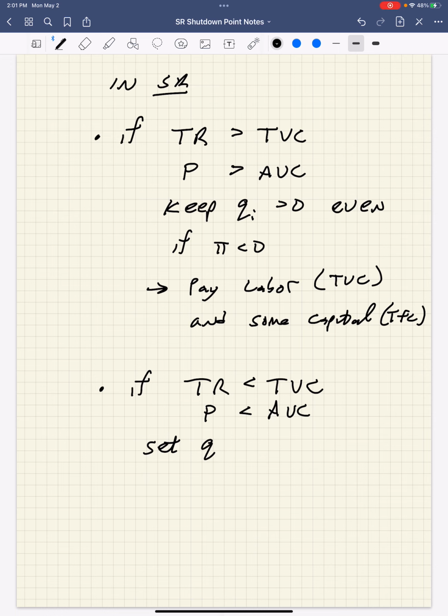You set quantity equal to zero, and that way your losses are restricted, right, to just paying that capital cost, right? So losses, your negative profit, equal your fixed cost. You don't have to pay those wages out of your pocket as well.